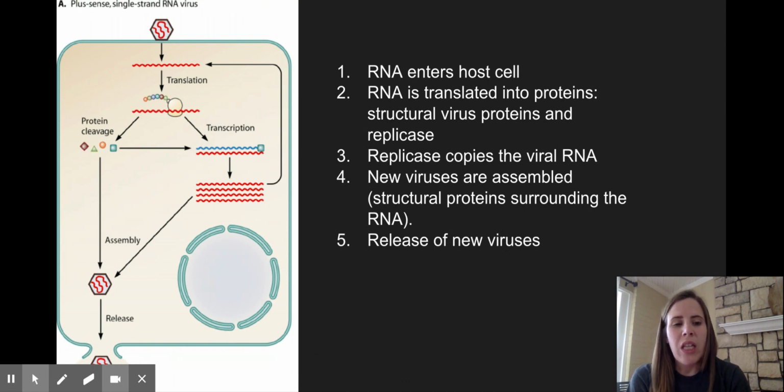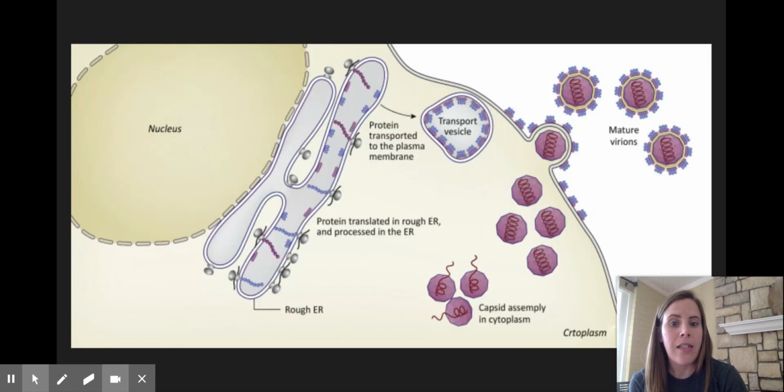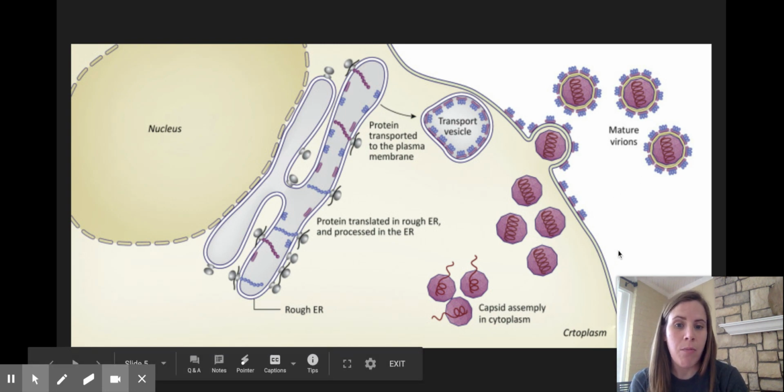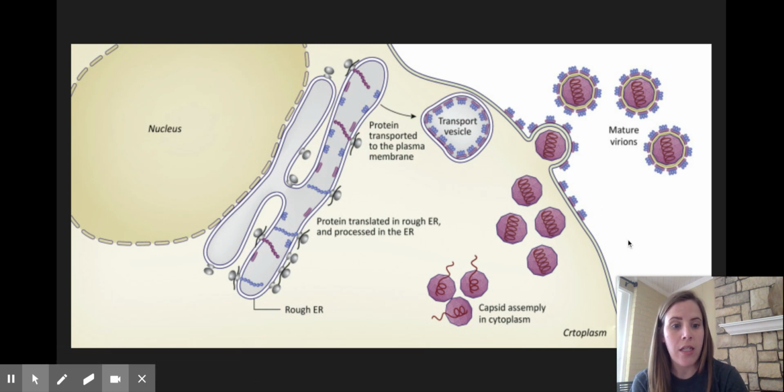The way that they get released, there's a couple different ways that that can happen. One is that the cell just bursts open and releases all those viruses. That's called lysis. Some viruses, though, need that envelope around the outside of it. So in the case of enveloped viruses, they will actually take membrane from the host cell itself, and that will surround the viruses and complete their formation.